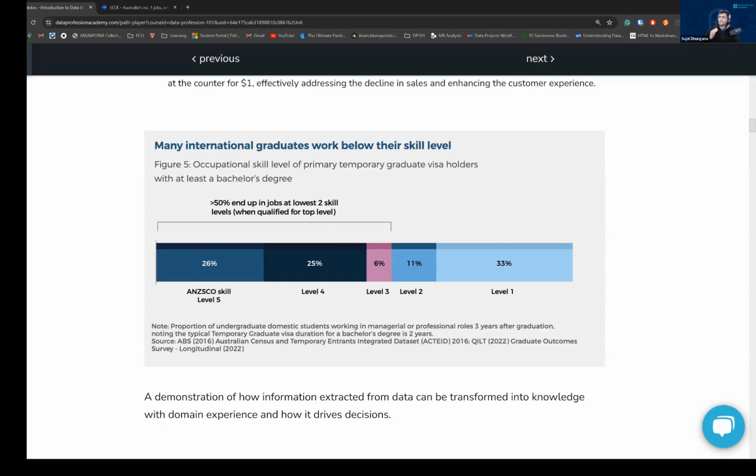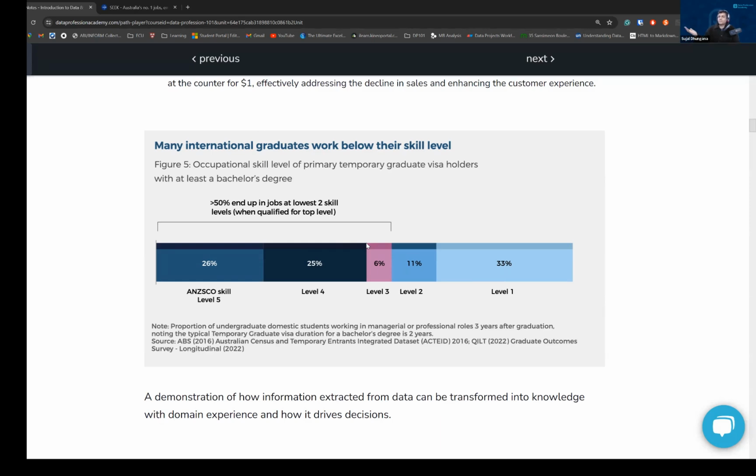Right? They had the data, which was like how many students, how many graduate students they have, how many of them are working in related jobs, how many of them are staying here a long time, how many of them are switching courses, and all those things they have data about. And they converted that data into this knowledge. And then this knowledge was acted upon and they proposed changes in the Immigration Act.